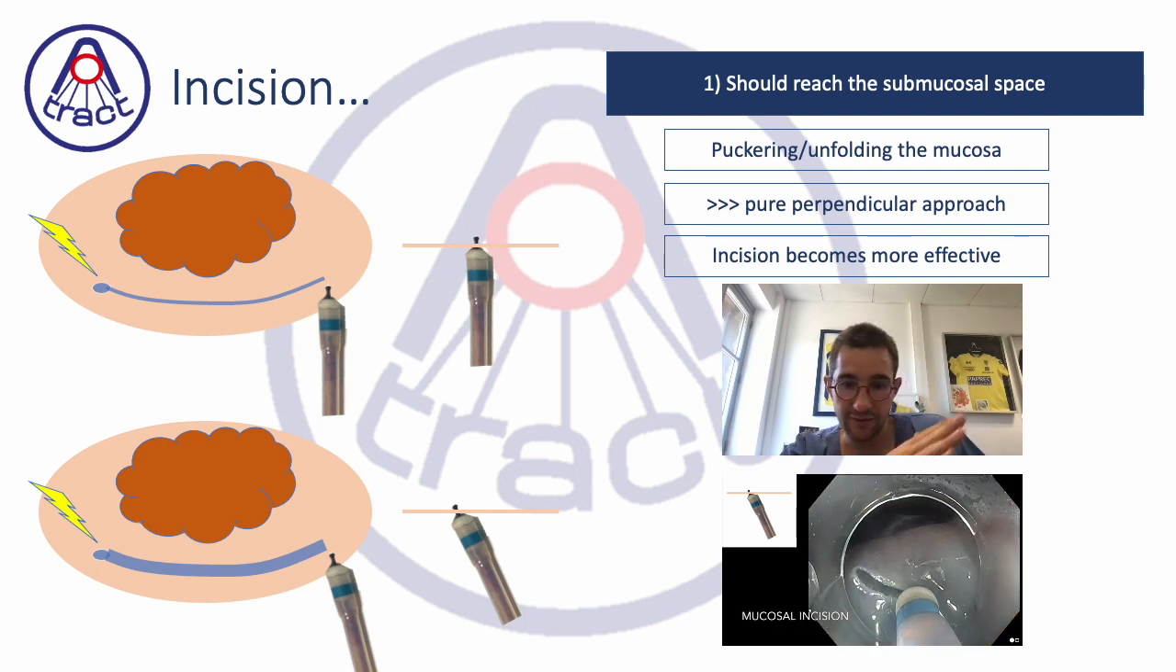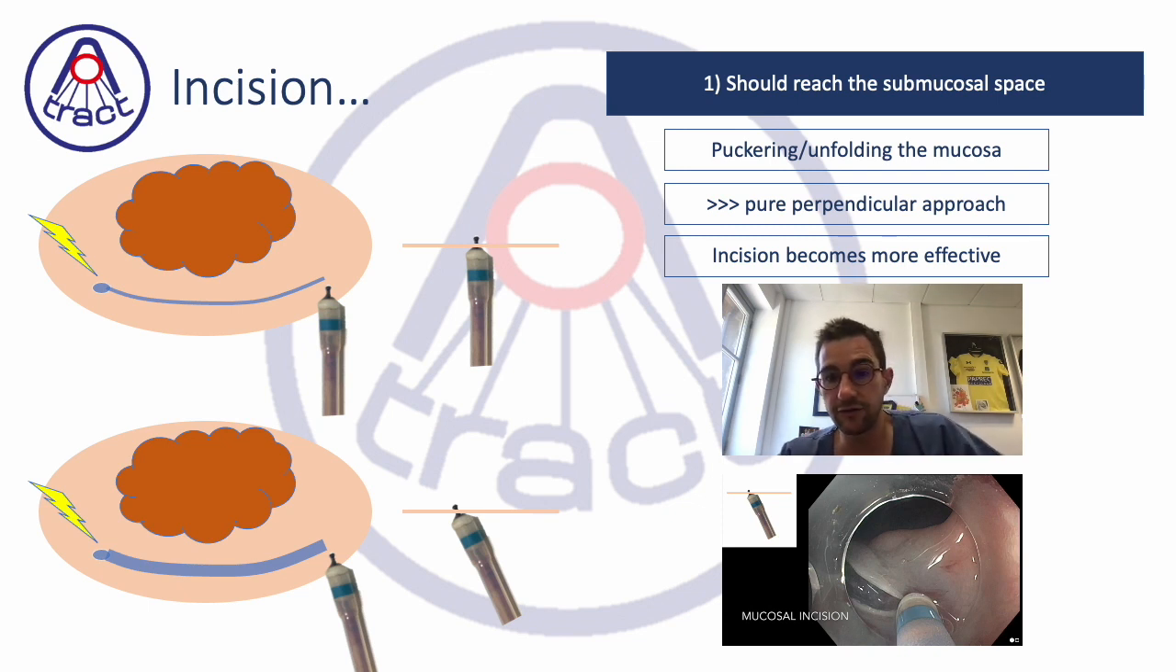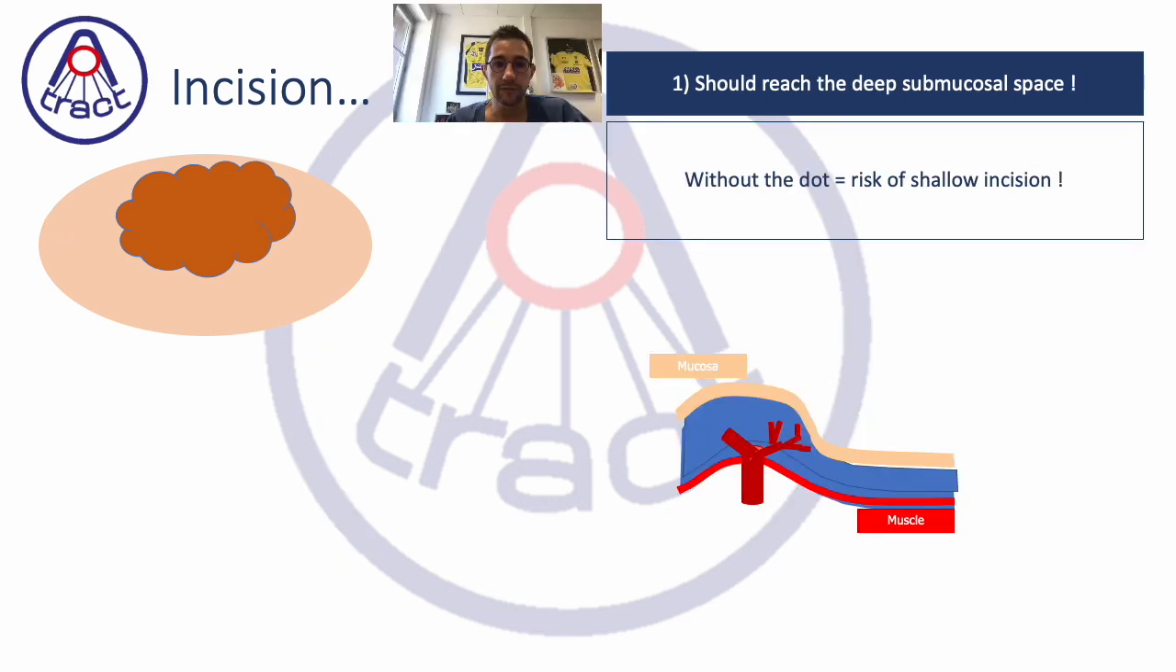You always try to do an angle to pucker, to fold the mucosa with the cap and with the knife, and therefore you will have a double movement. An incision, but also a trimming, because you also cut the first fibers of the submucosa, and then the space is larger and the access to the submucosa will be easier after.